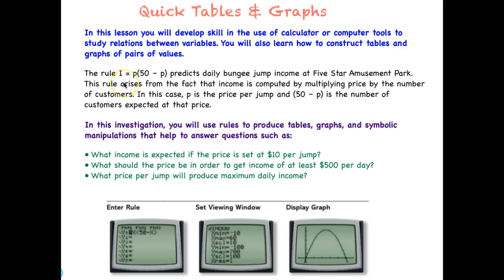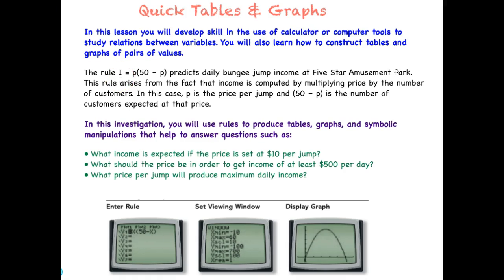Remember this rule, I equals P times the quantity 50 minus P? That predicted daily bungee jump income at the amusement park. This rule comes from the fact that income is computed by multiplying price by the number of customers. I is our income, P is our price. So in this case, P, the price per jump, and 50 minus P, the number of customers expected at that price, gave us our income.